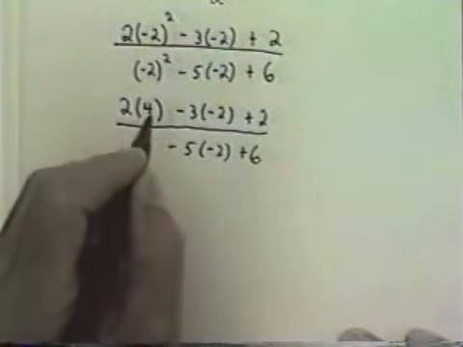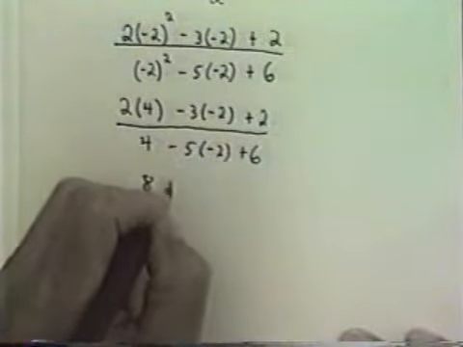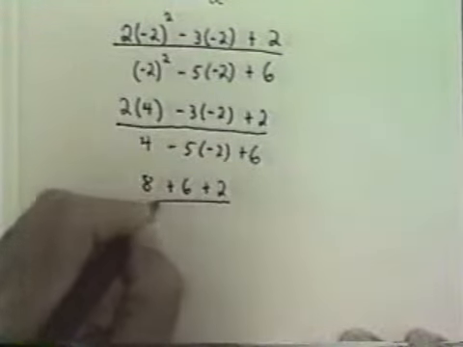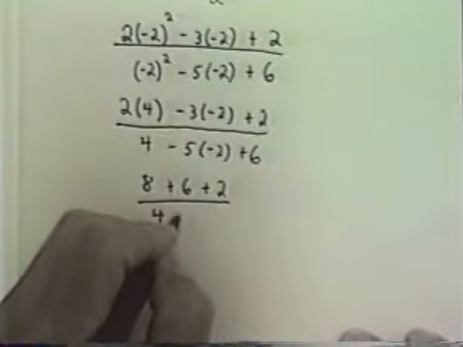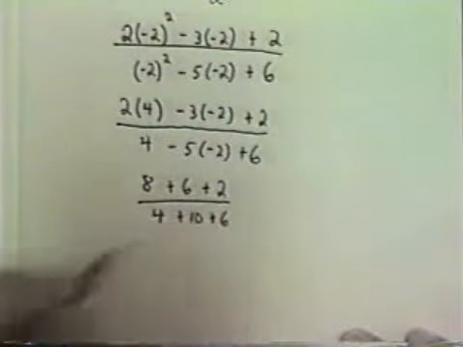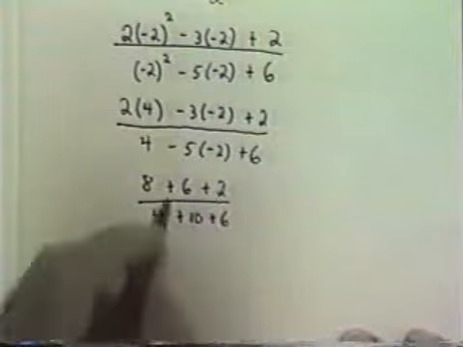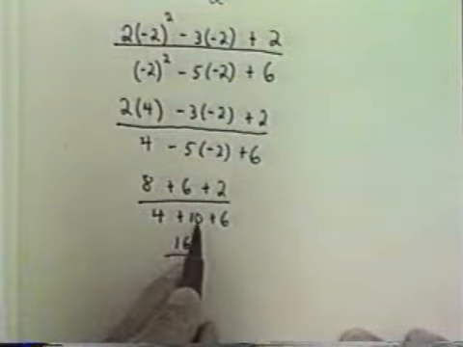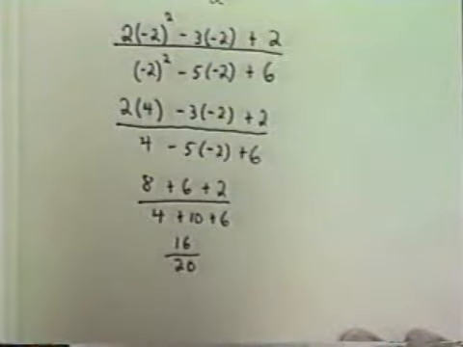Multiplying the numerator, we have 2 times 4 is 8. A negative 3 times a negative 2 would be a positive 6 plus 2 over 4. A negative 5 times a negative 2 is a positive 10, then plus the 6. 8 plus 6 is 14. 14 plus 2 is 16. 4 and 10 is 14. 14 plus 6 is 20.